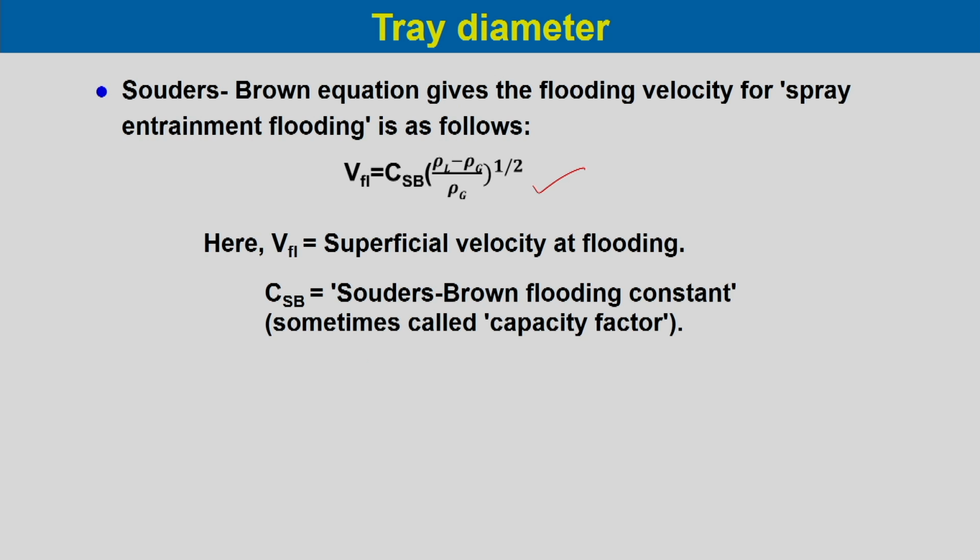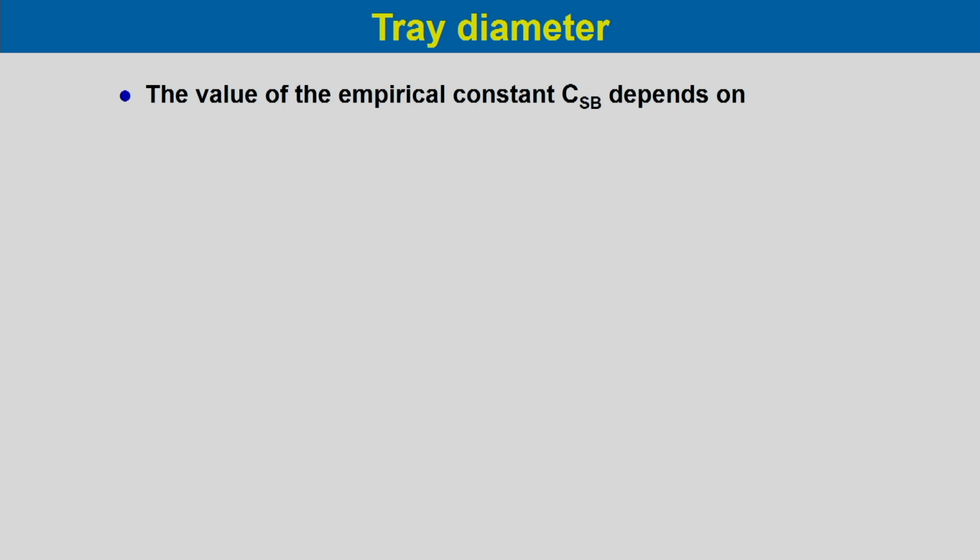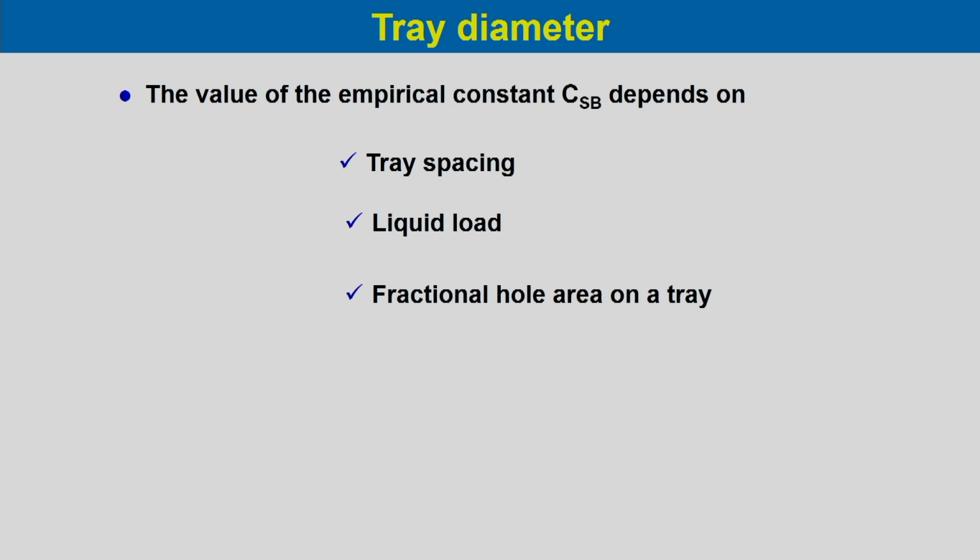Although CSB is called the capacity factor and the Schroeder-Brown flooding constant, this quantity CSB is actually not a constant. The value of the empirical constant CSB depends on different parameters like tray spacing, liquid load, fractional hole area on a tray, and the hole diameter. So, these are the 4 parameters which will influence the value of the Schroeder-Brown constant CSB.